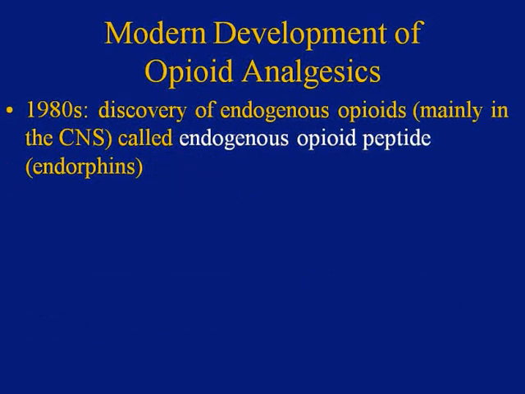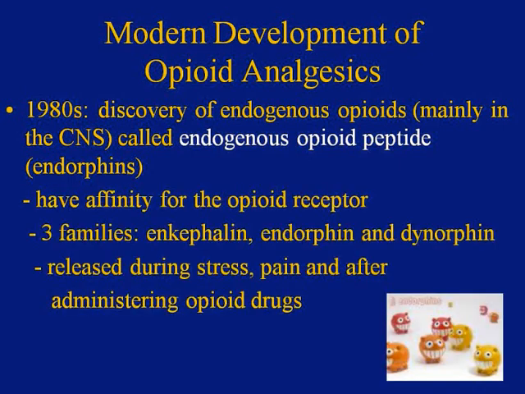Also in the 1980s, it was discovered that our body has its own opiate chemicals, and these endogenous opiates were called endogenous opiate peptides, or endorphins. These endorphins have affinity, they bind to the opiate receptor, and there are 3 families of endorphins: the enkephalin, endorphin, and dynorphin. And these chemicals are released during stress or pain, and they provide the endogenous pain-killing effect, and they are also released after we take or inject opiate drugs.